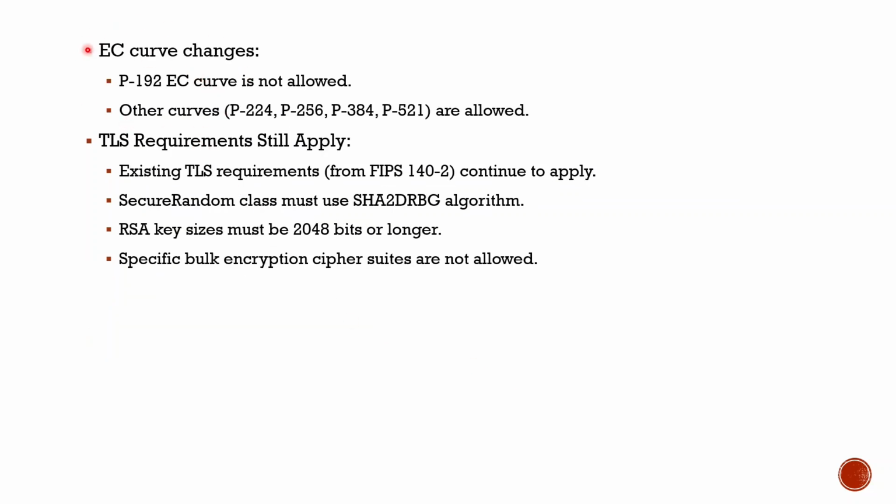Now there are also changes in elliptic curve cryptography. As mentioned in the previous slide also, the 192-bit elliptic curve cryptography is no longer allowed, and the larger sizes starting from 224 are allowed. The TLS requirements still apply. You can go through all of this in this slide. I won't be going through them in extreme detail.